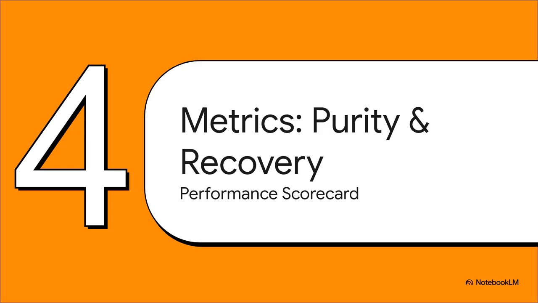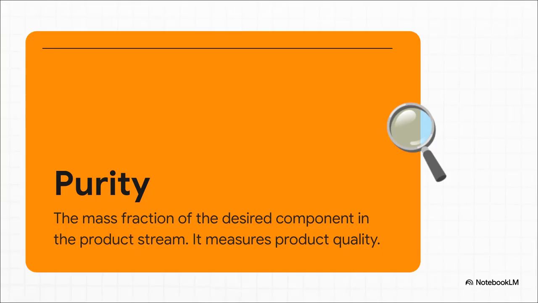Okay, so now we've calculated all the flows. But how do we know if our process is any good? How well is our separation actually working? That brings us to our performance scorecard. We need some key metrics to evaluate the process. The first key metric is purity. This one's pretty straightforward. It's just the concentration of your desired product in your final output stream. It is a direct measure of quality.